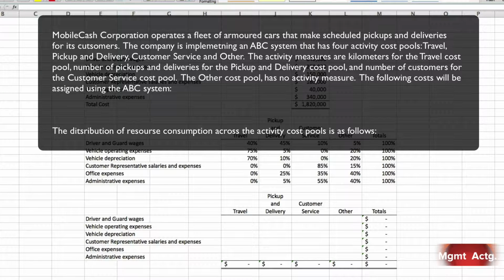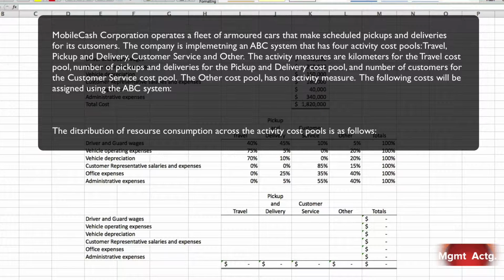Okay, let's read our question here. Mobile Cash Corporation operates a fleet of armored cars that makes scheduled pickups and deliveries for its customers. The company is implementing an ABC system that has four activity cost pools: travel, pickup and delivery, customer service, and other. The activity measures are kilometers for the travel cost pool, number of pickups and deliveries for the pickup and delivery cost pool, and number of customers for the customer service cost pool.